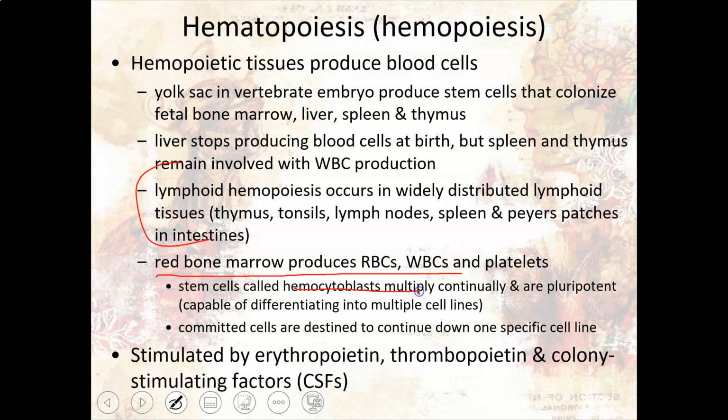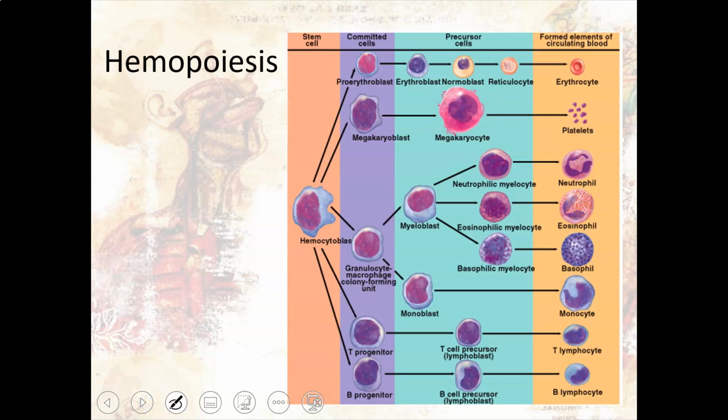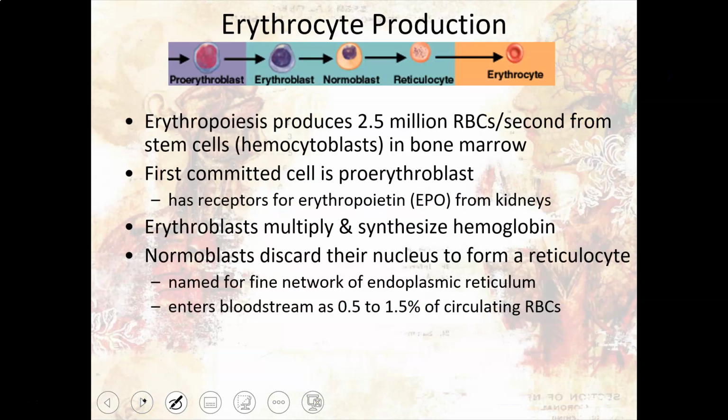We have stem cells, hemocytoblasts, that are continually multiplying, and they will differentiate into different cell lines. There are different hormones, chemical signals, that trigger this process. So here's the big picture of hemopoiesis. You can see our stem cell here differentiating. Now, the first thing we're going to talk about is this one up here: the formation of red blood cells. That is erythropoiesis. Erythropoiesis produces about 2.5 million red blood cells every second.